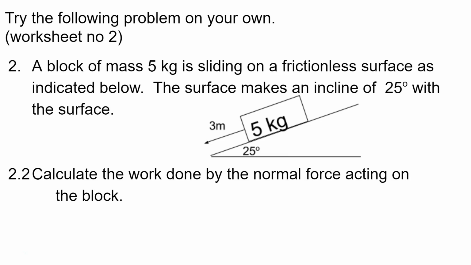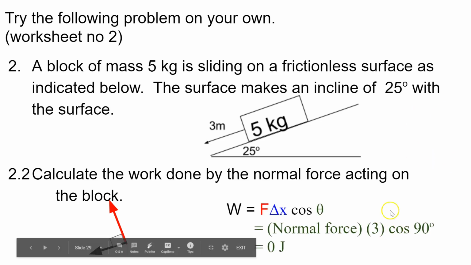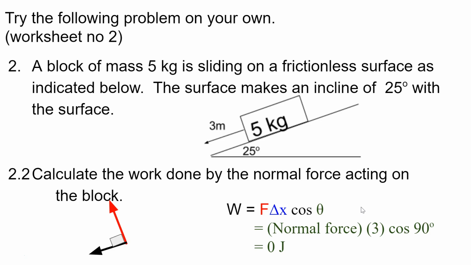Number 2, calculate the work done by the normal force acting on the block. The normal force makes an angle of 90 degrees with the direction in which this block moves. So even though I don't have the size of the normal force, I know that cos of 90 is going to give me 0. So although I don't have this number, anything times 0 is going to give me 0. So I know the work done by the normal force acting on this block is going to be 0 joules.